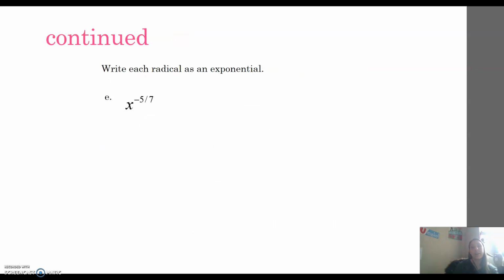All right, so now we have another one. Oh, but this is negative, and we've got to use that new rule. So this is negative, and it would be over 1. So then I'm going to move this to the denominator. So we end up with 1 over positive 5/7, and then we can rewrite that as the 7th root of x to the 5th power.